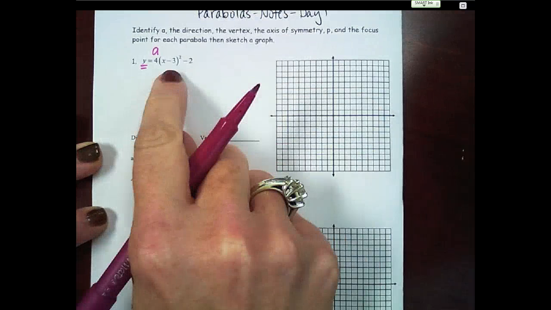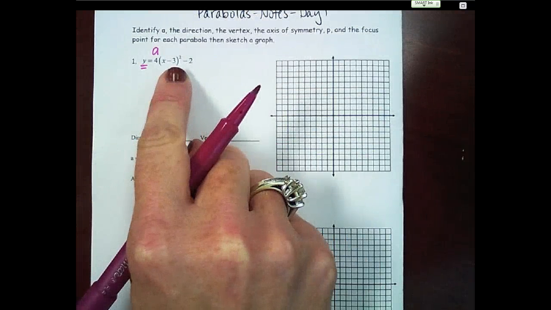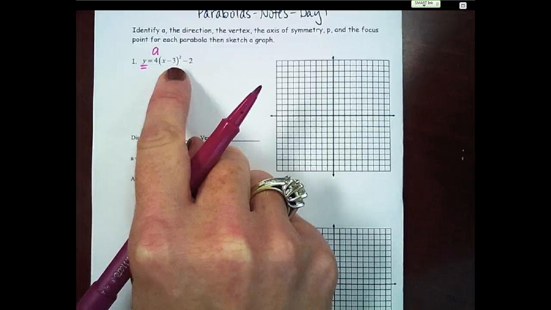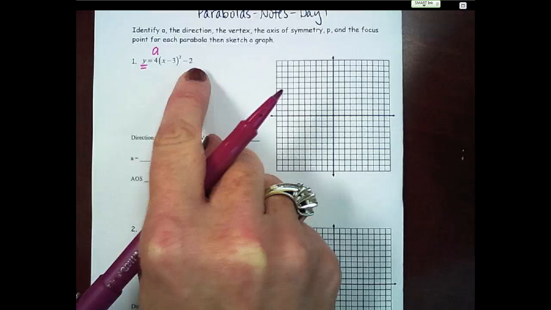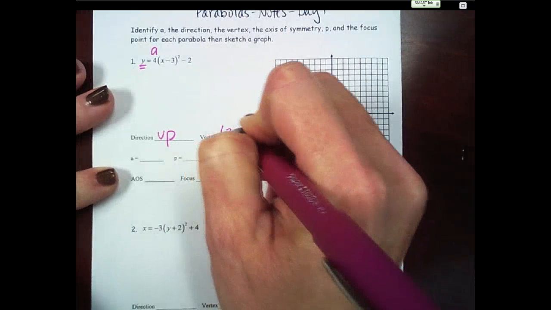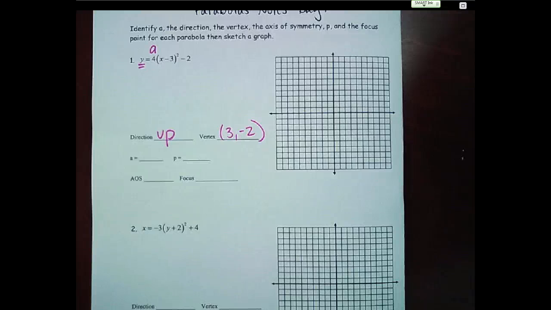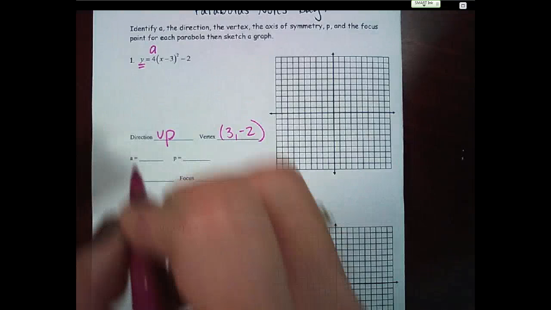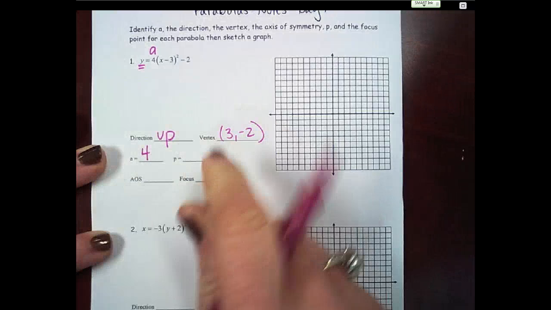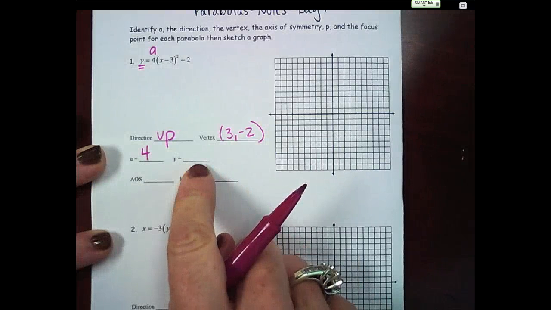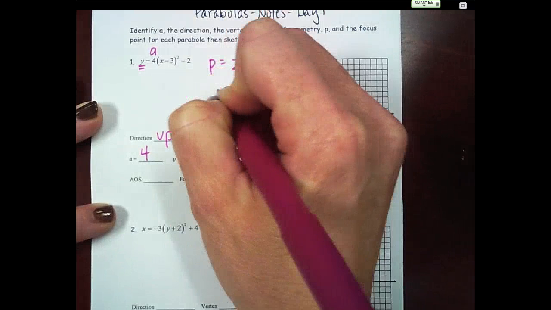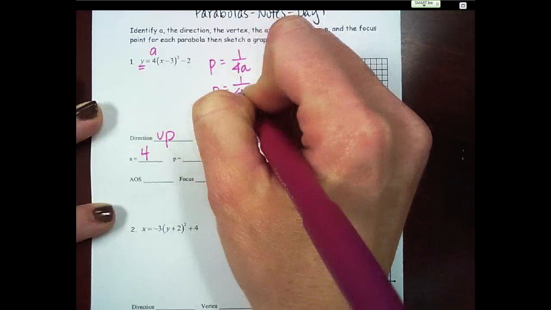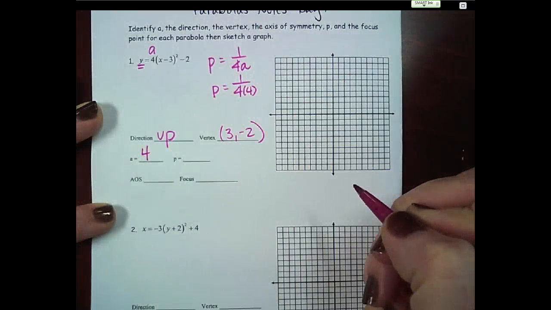Now the vertex comes from looking at the problem. Can anybody guess the vertex? Be careful. What do you think it's going to be? 3, -2. If it's in the parentheses, you take the opposite, remember? And the one over here stays the same. So this is 3, -2. And we know A is the number in front, so what's A in this case? 4. And we found a formula to make P easy. So P is actually just 1 over 4 times whatever A is. So P is going to be 1 over 4 times 4, which is what? 1/16.